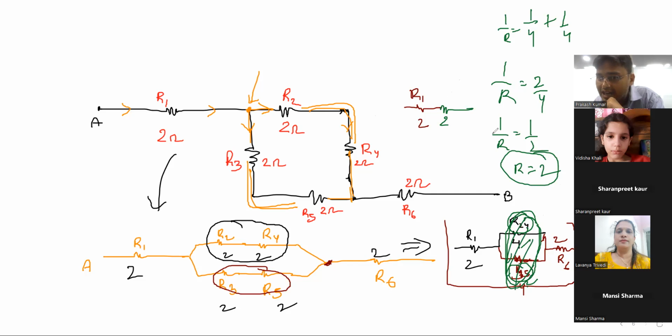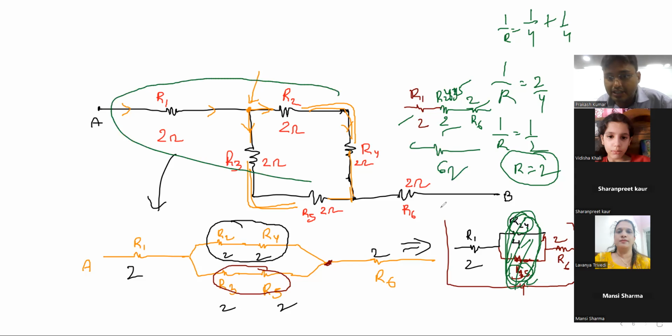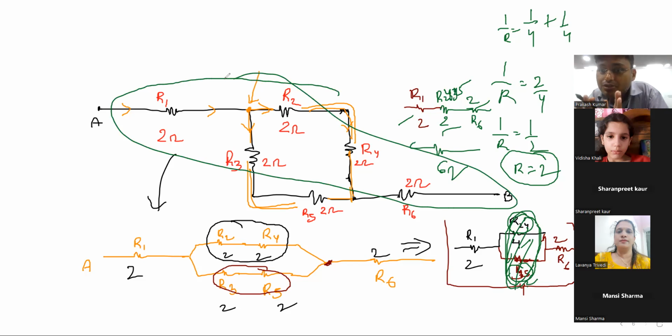And then here we have R6. This is 2 ohm. This R2435, whatever name you want, will be 2 ohm. Then 2 ohm, 2 ohm, and 2 ohm are now in series. So the net resistance is 6 ohm. So replacing this whole circuit, I make it easy to one.